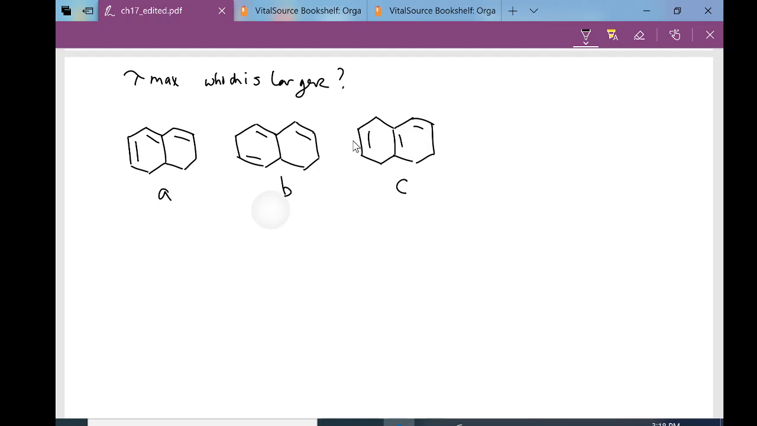Well, notice that for A, all of these are conjugated. There are no sp3 hybridized carbons between those double bonds. Okay, what about B? Well, this is an sp3 hybridized carbon, so all three of these are not conjugated. And here we have C, where we have an sp3 hybridized carbon here. So A is going to have the larger lambda max, okay, because it has more conjugated pi bonds.